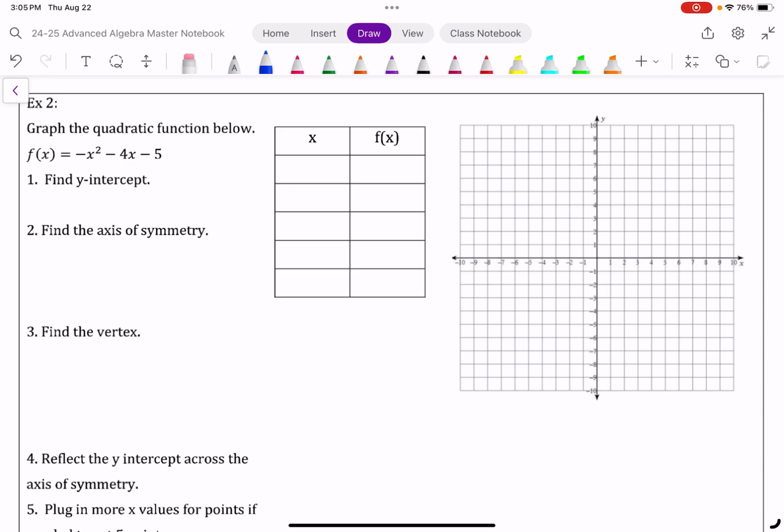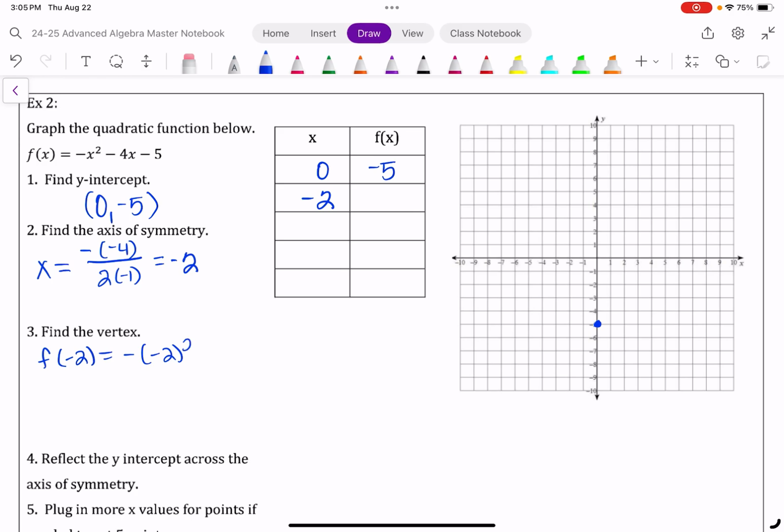All right, welcome back. Here are your answers. The y-intercept was (0, -5). The axis of symmetry was -4 over 2 times -1, which is -2. So I know I'm going to have -2 something. I got to plug that in. Negative of -2 squared minus 4 times -2 minus 5. f of -2 is -1. So my point is (-2, -1).